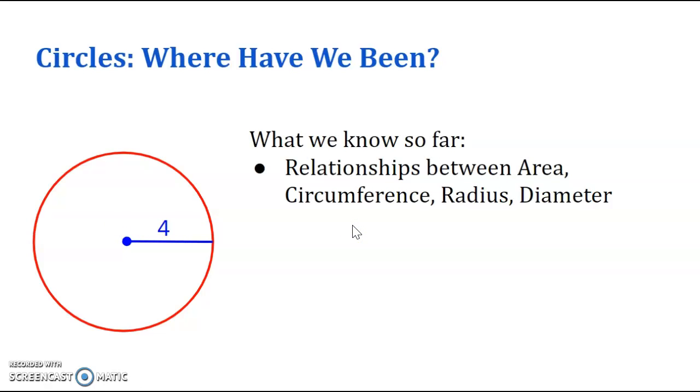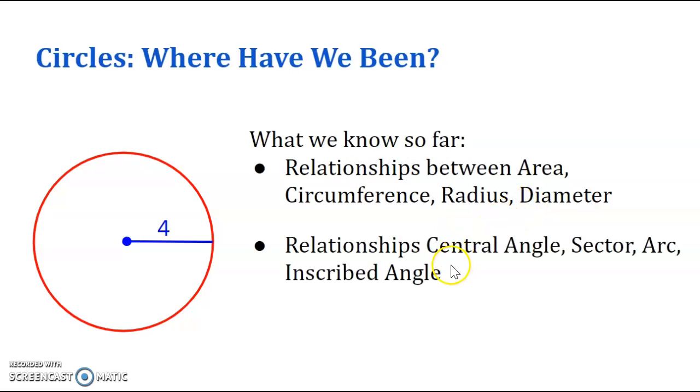So what do we know so far? We know the relationship between area, circumference, radius, and diameter. We also know the relationship of central angles to sector and to arc and to inscribed angles. Such as if you have a central angle of 80 degrees, then what do we know about the angle measure of this inscribed angle? It's going to be half of the central angle. So this is going to be 30 degrees.